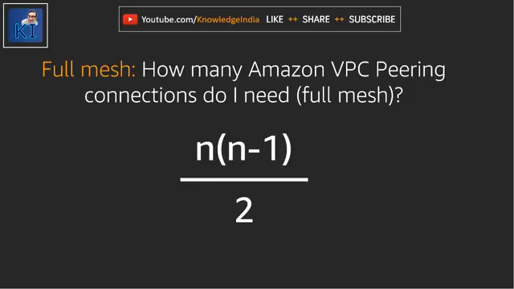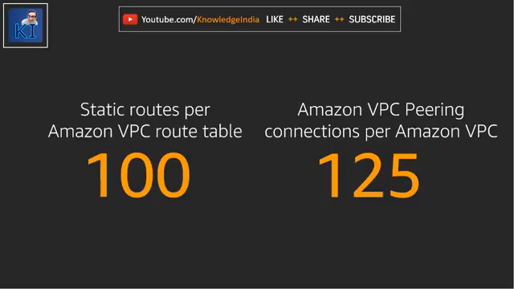Now this number drastically increases as your n increases. So let's say if you try to do the same for 10 VPCs, then what would happen? It would become 10 into 9 by 2, which is basically 45. So you need 45 connections. That's a hell of a lot of work to manage, and also you would be nearing the limit. What are the limits? Now, AWS imposes certain limits in terms of VPC peering. So on a particular VPC, you can have a maximum of 125 VPC peering connections, right?